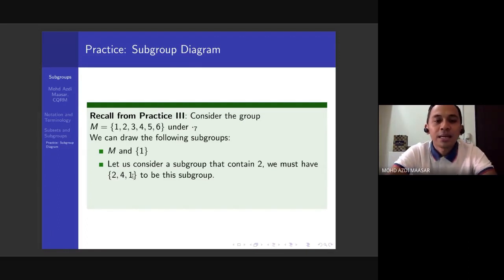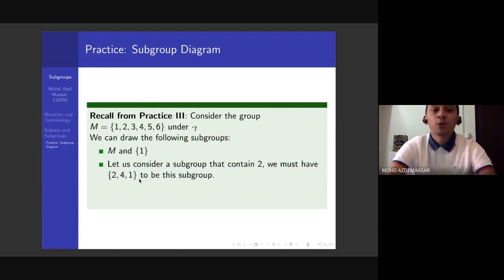Also, the identity 1 is here. And then we need to check for an inverse for everyone. The inverse for 2 is 4. The inverse for 4 is 2, because 4 multiplied by 2 is 1. And the inverse for 1 is 1. So this subset satisfies all the group requirements, the group axioms. Therefore, we say that this is a subgroup of M, because this is a subset of M and is itself a group.